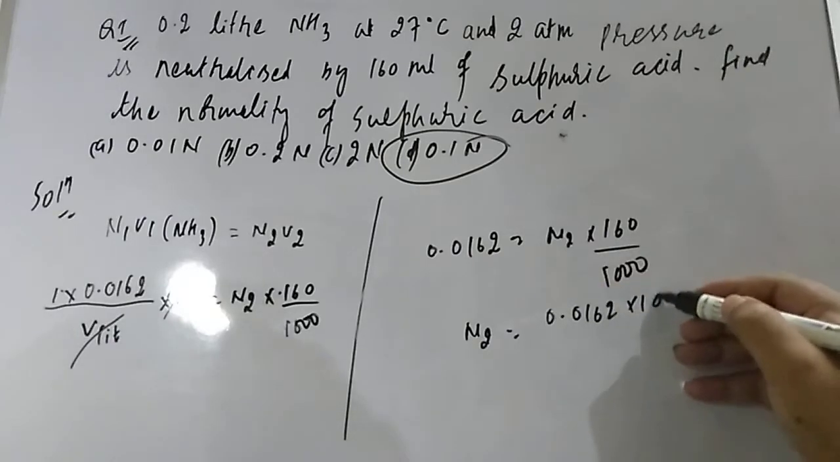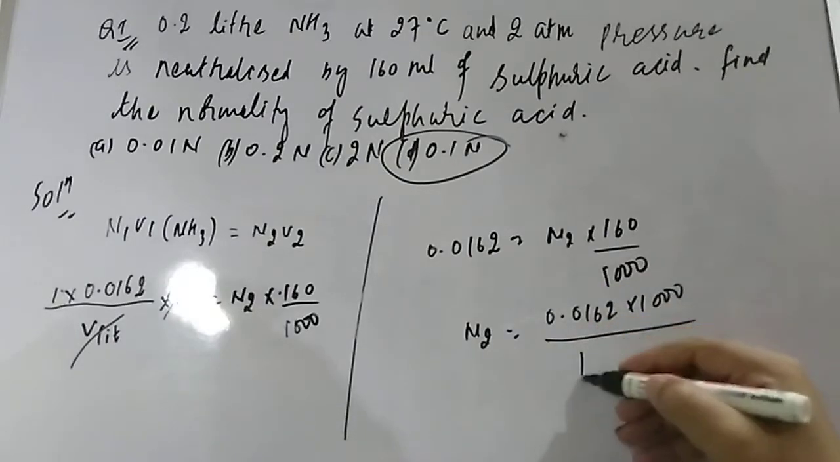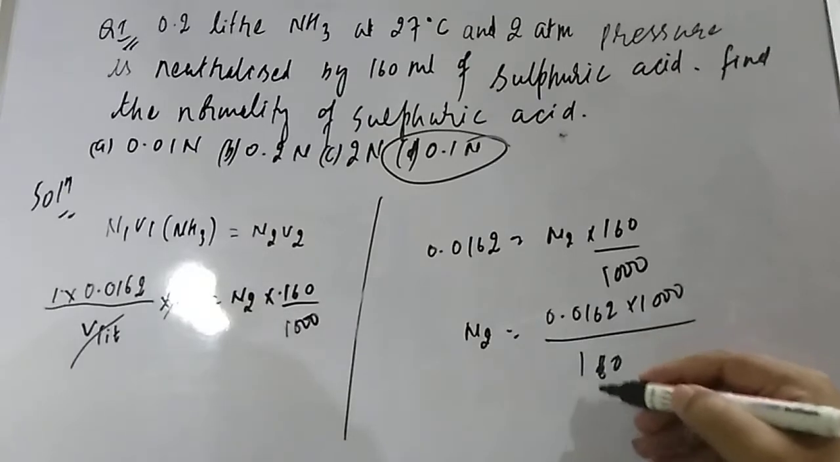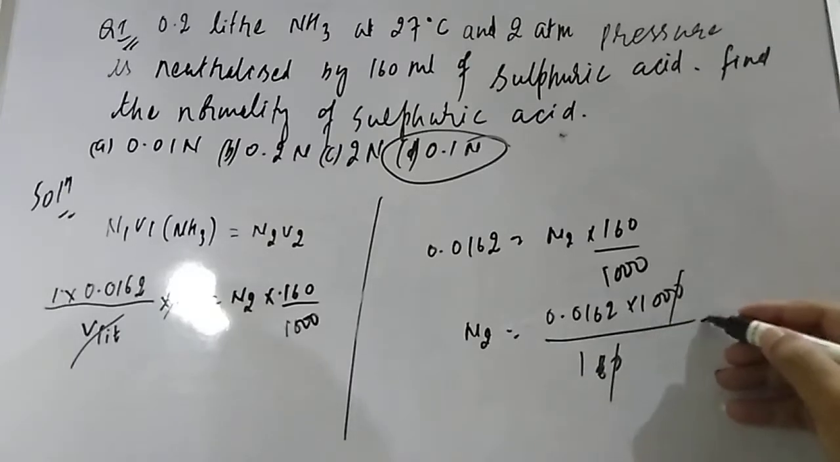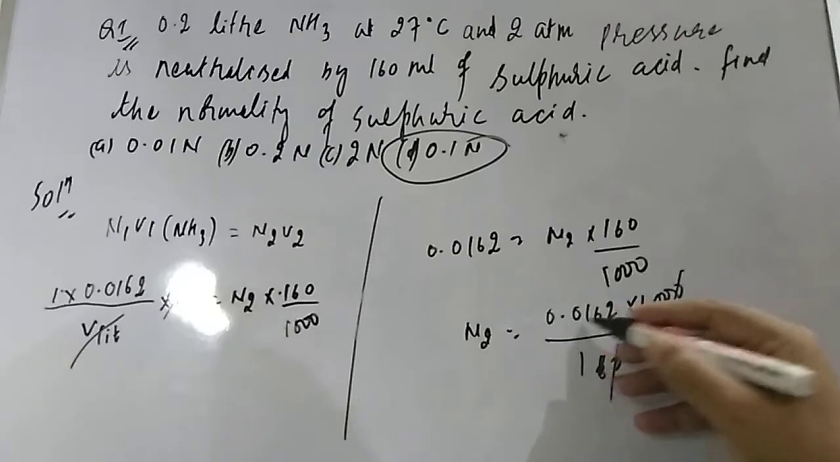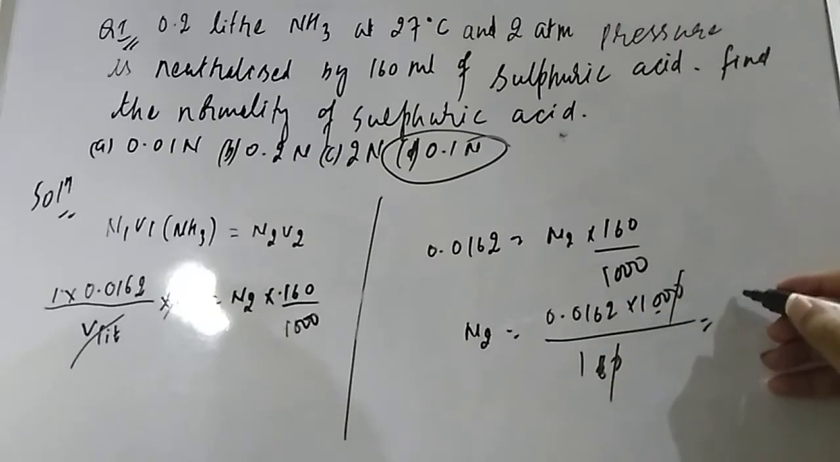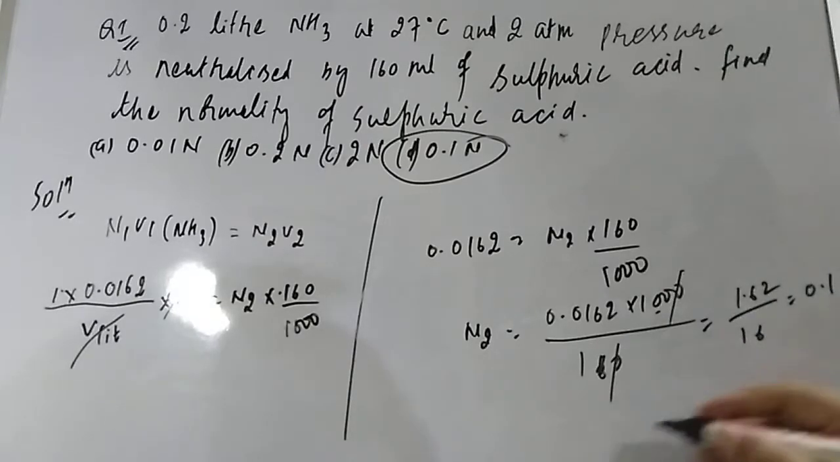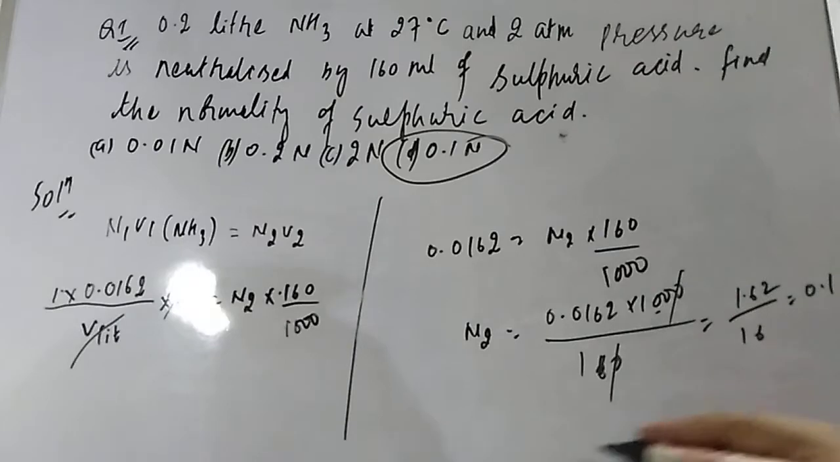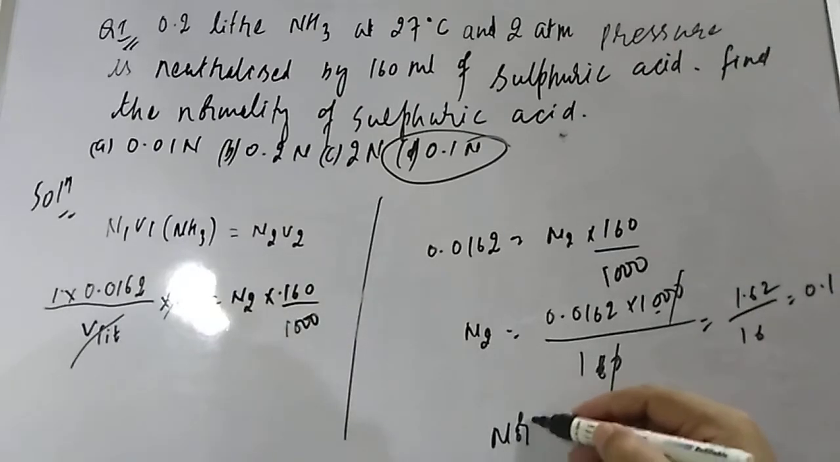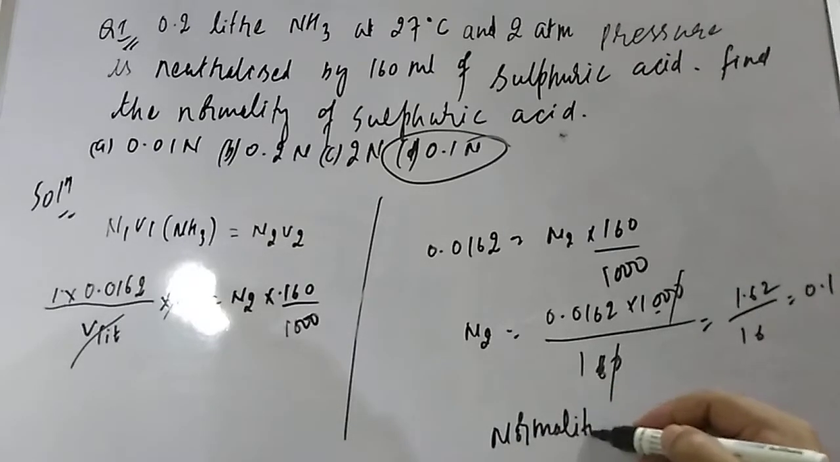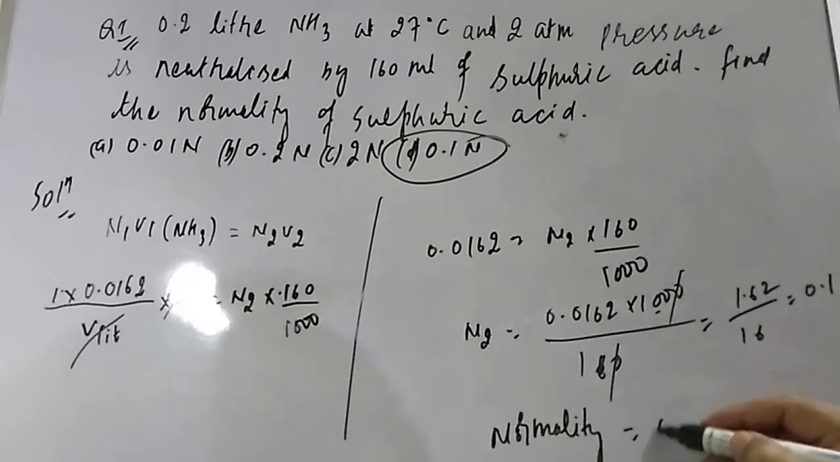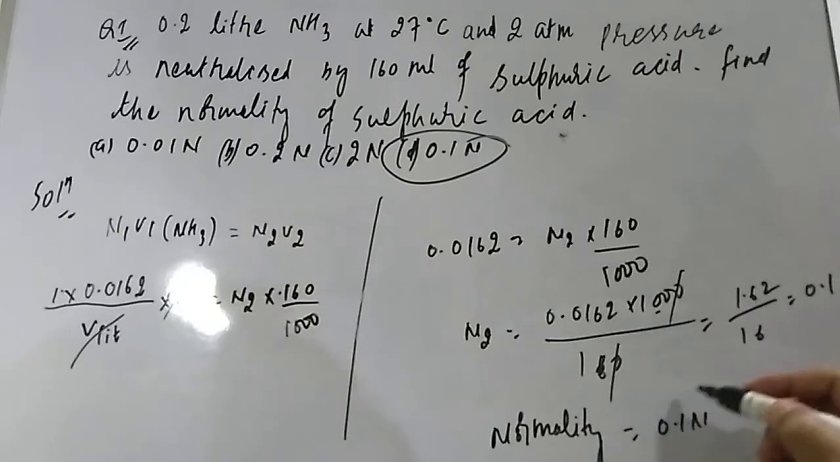So N2 is equal to 0.0162 upon 1000 divided by 160. The 10 and 10 cancel out, and with the 20 the decimal will shift, so 1.62 upon 16, which comes to 0.1. So the normality is equal to 0.1 normal. This is our correct answer.